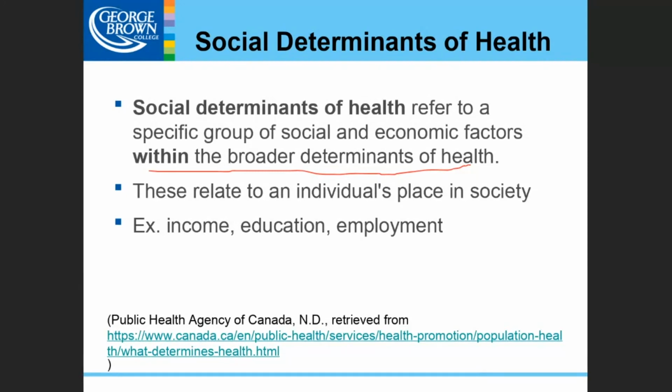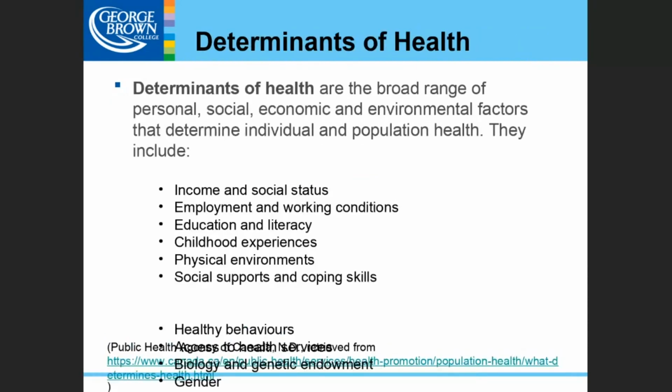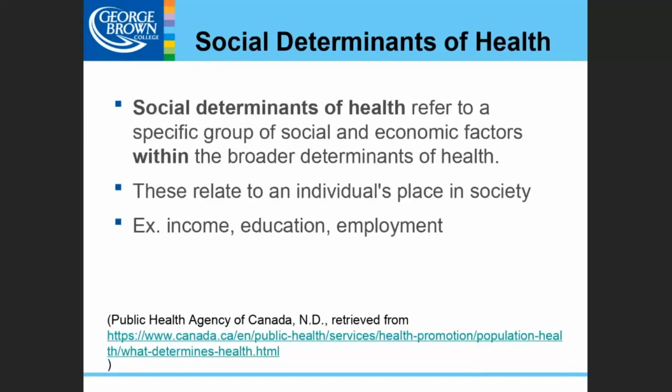So you understand the social determinants of health, they're not entirely different than the determinants of health. Determinants of health, think about as sort of like the big umbrella term. It's a broad range of these factors. And then the social determinants of health are within the determinants of health, and they're the ones that target more specifically an individual's place in society.